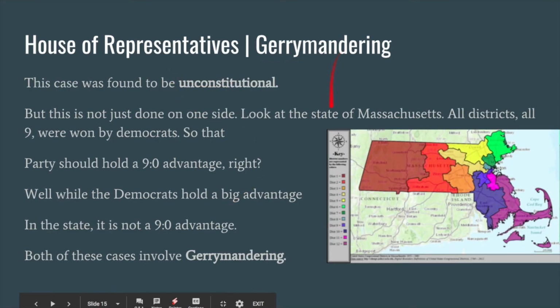Now, for gerrymandering in Massachusetts, all these districts were Democratic. Oh, by the way, the unconstitutional one, once again, was the North Carolina district. Massachusetts, of course, has a Democratic advantage, though not a 9-0 Democratic advantage. And this was gerrymandered by the Democratic House and the Democratic Senate.